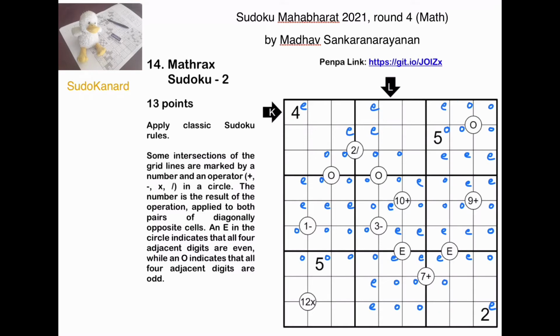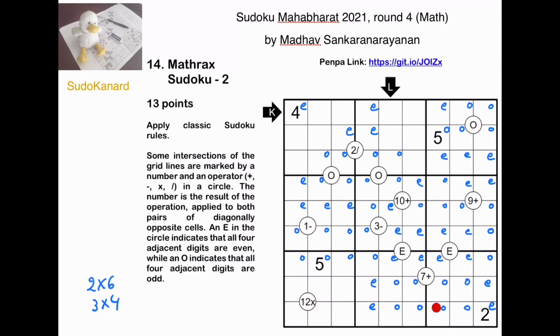On this column, I have 4 even digits, so this one is odd. On this one, I have 4 even digits, so those ones are odd, and this one is even. Here, is there anything? There's something about the 12. The possible products are 2 times 6 and 3 times 4. So I know there are 3 even digits here and 1 odd.